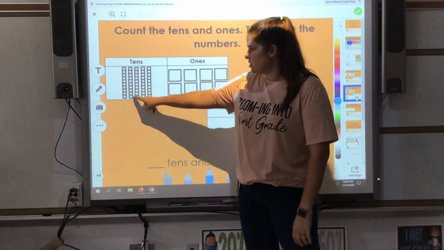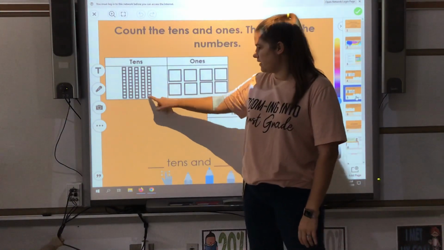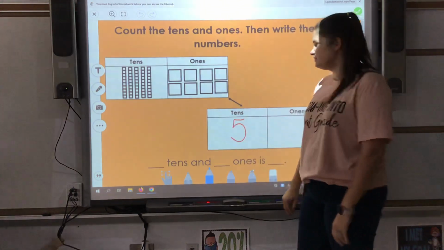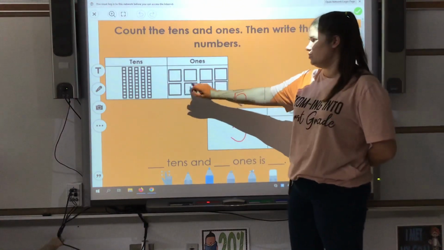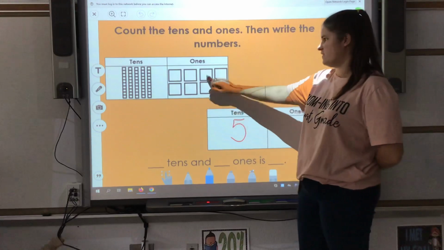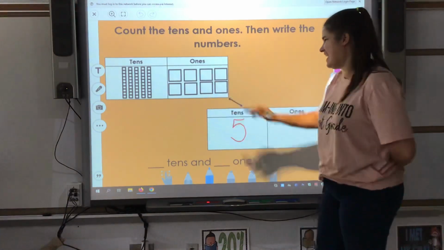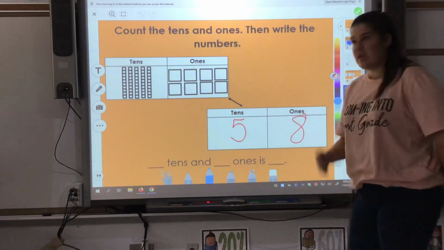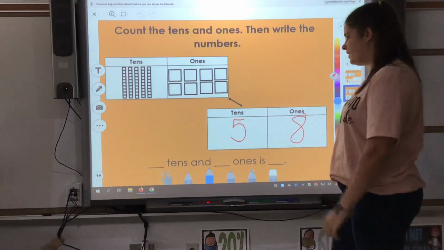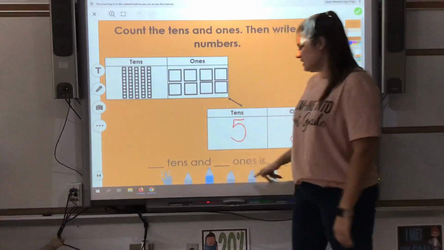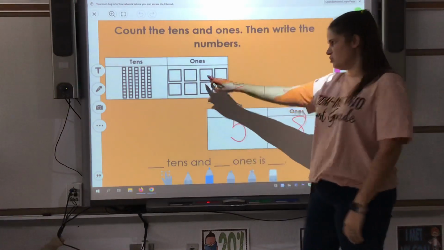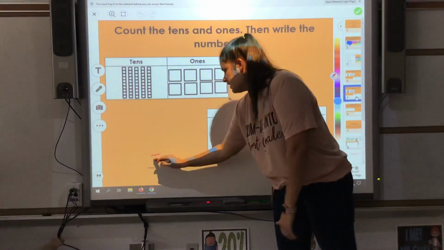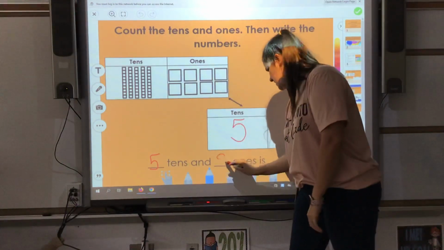1, 2, 3, 4, 5. 5 tens. 1, 2, 3, 4, 5, 6, 7, 8. And 8 ones. 5 tens and 8 ones. Then I need to fill in my sentence. I can use my pictures or my numbers to do it. 5 tens and 8 ones.